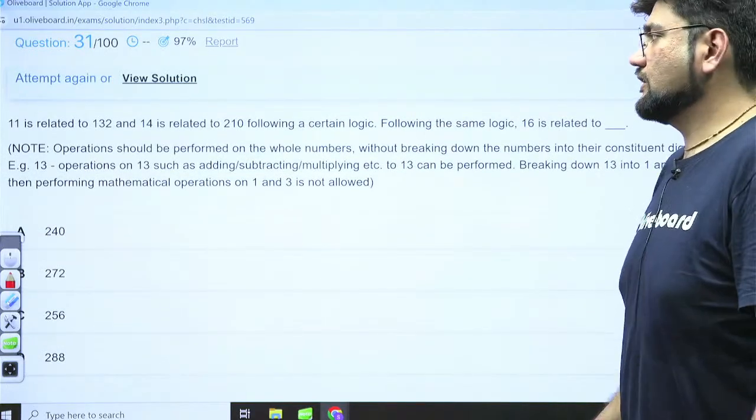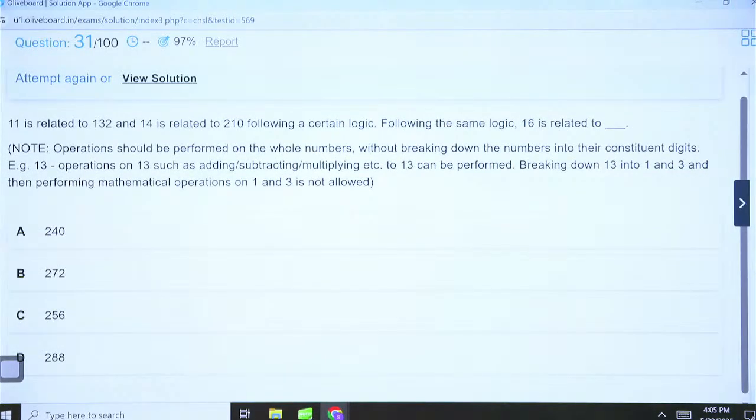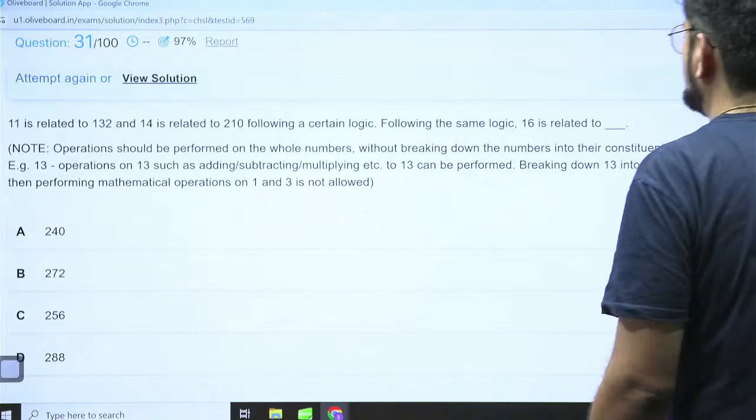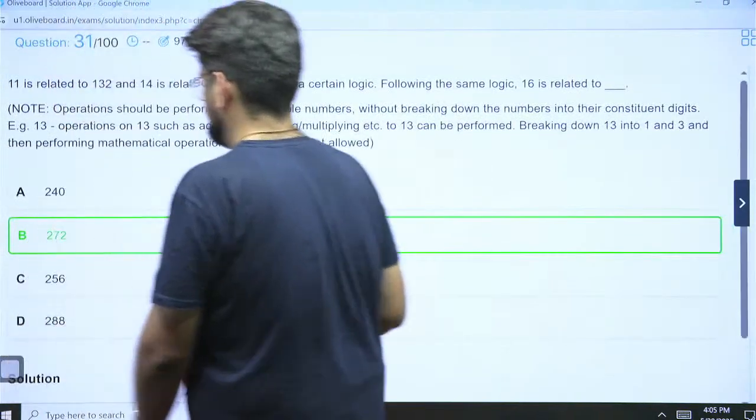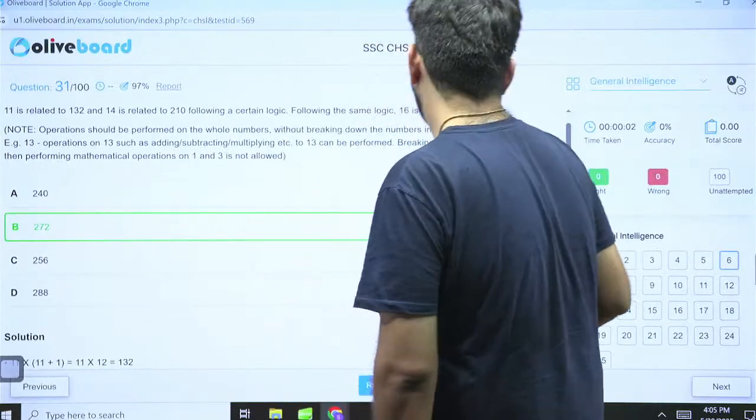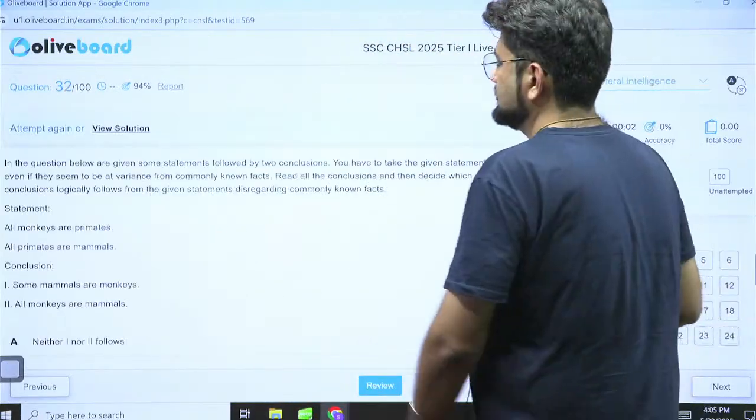11 is related to 132, 14 is related to 110. What will 16 be related to? So 11 into 12 is 132. 14 into 15, that is 14 square plus 14, 196 plus 14 is 210, absolutely right. So I think 16 square plus 16 is what we are looking for, or 16 into 17 that is. So we have 272 as the correct answer. Okay. Next.